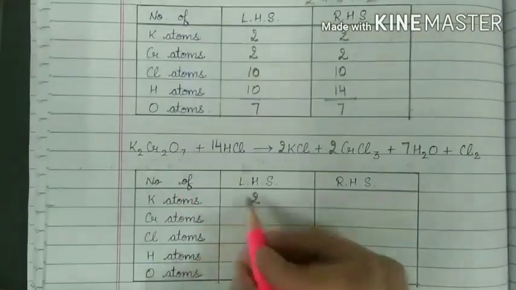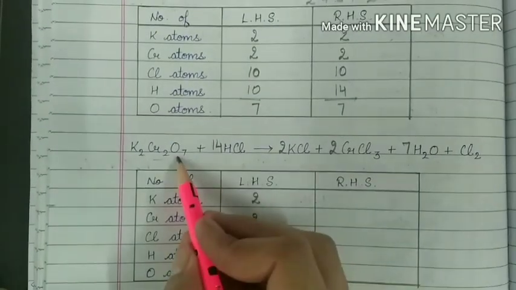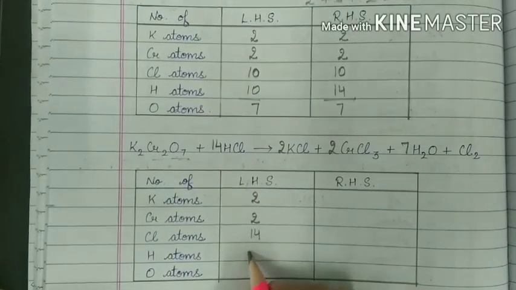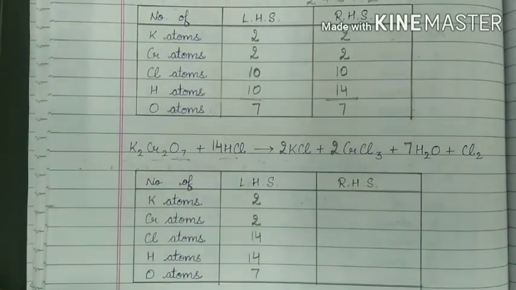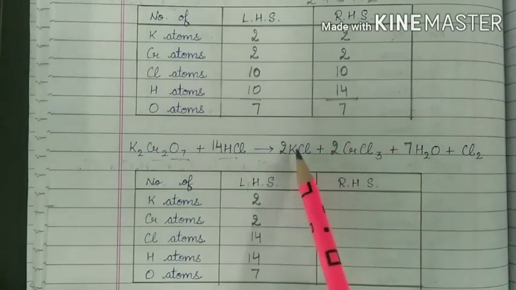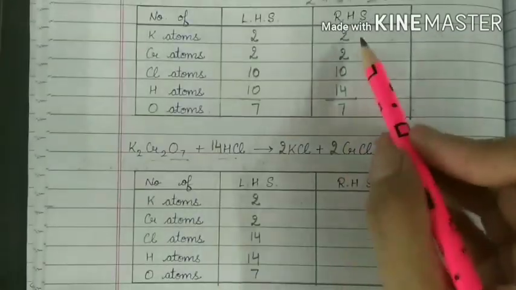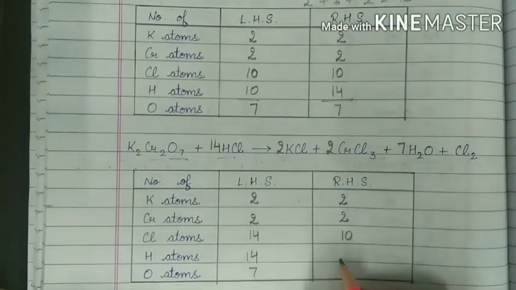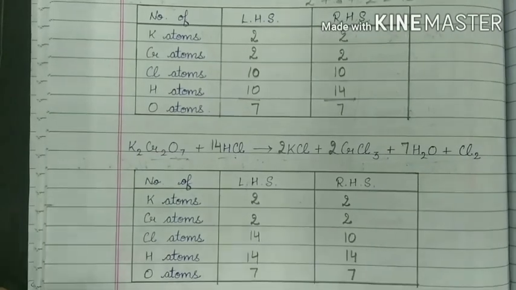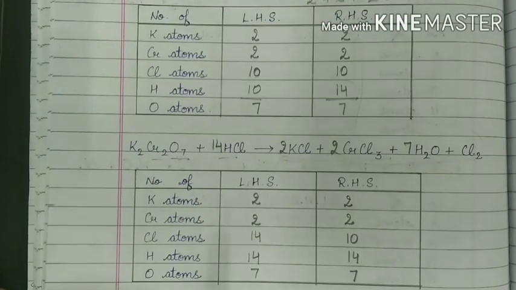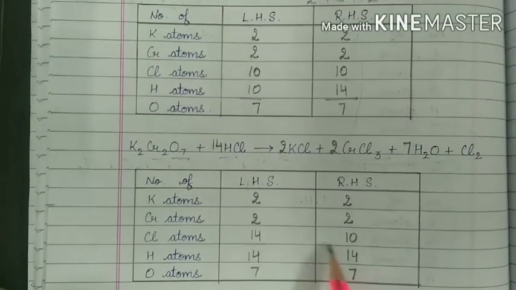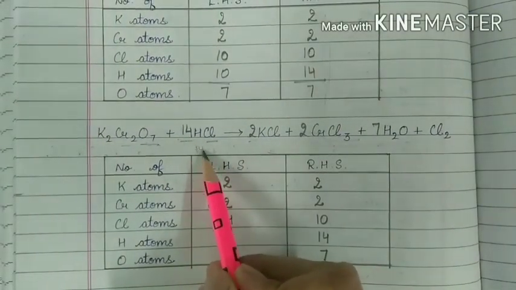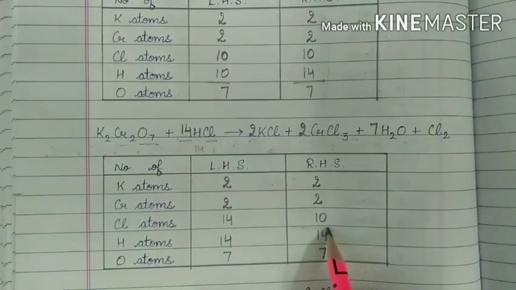2 potassium on left hand side, 2 chromium on left hand side, then 7 oxygen atoms are there, 14 chlorine atoms are there and 14 hydrogen atoms are there. And on right hand side we haven't made any change here, so we can rewrite the same number of atoms, 2, 2, 10, 14 and 7. Now here chlorine atoms are not balanced. On left hand side we have 14 chlorine atoms and on right hand side we have 10 chlorine atoms.